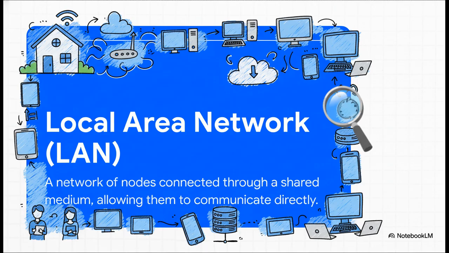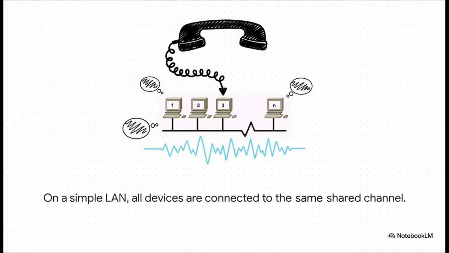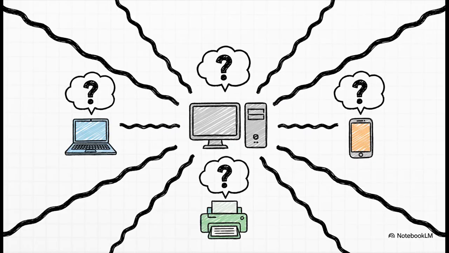Now, in the simplest kind of LAN, all the devices are hooked up to a single shared channel. This image here shows it perfectly. Just imagine every computer is on the same old-school party line telephone. This idea of a shared connection is totally central to everything that's coming next. So, because everyone's on this shared line, when one computer sends out a message, every other device on that line hears it. It really is like shouting in a crowded room. And this brings up a huge question right away. How does any device know if a message is actually meant for them?